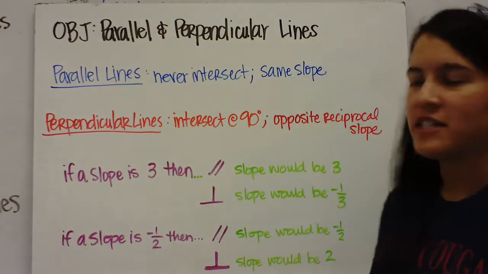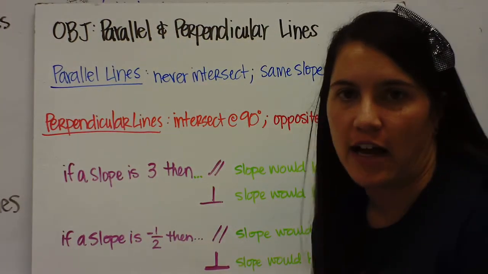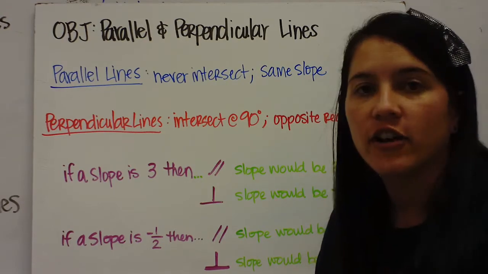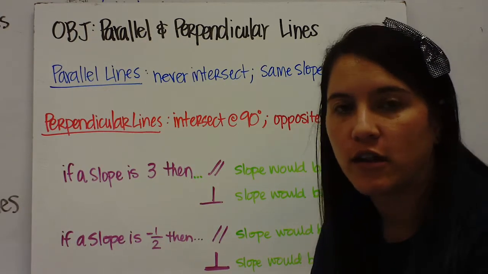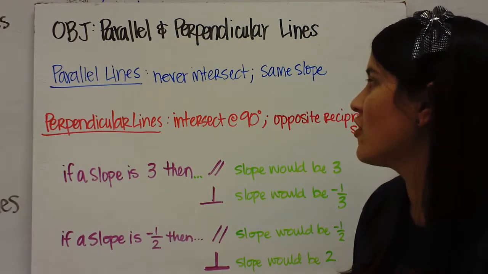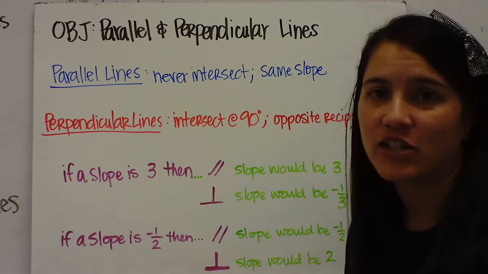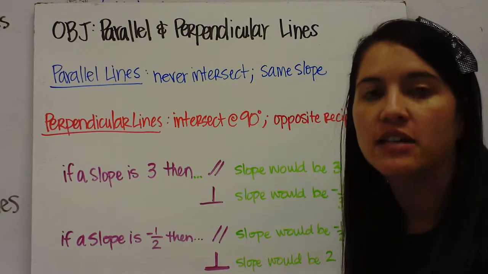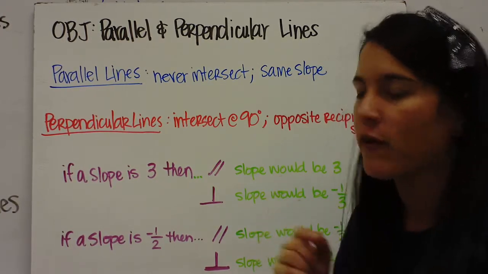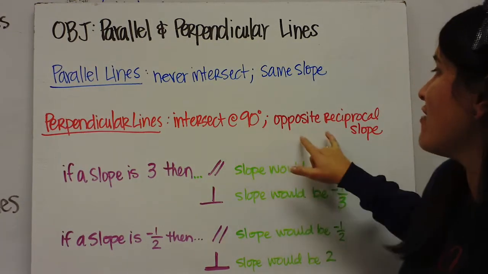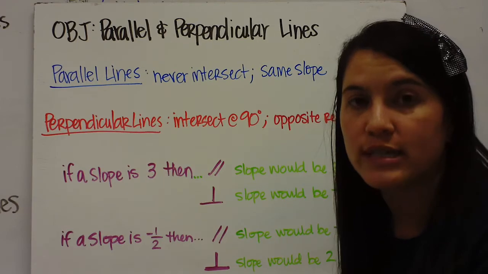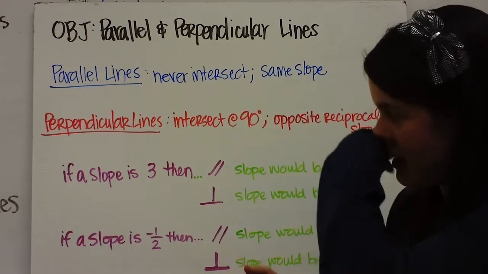So today's objective is parallel and perpendicular lines. So a few definitions. Parallel lines are two lines that never intersect, and parallel lines have the same slope. Perpendicular lines are lines that intersect at a 90-degree angle. Not just lines that intersect, but they intersect specifically at a 90-degree angle. So they form a right angle. And they have the opposite reciprocal slope. Opposite reciprocal. So let me show you what that means.